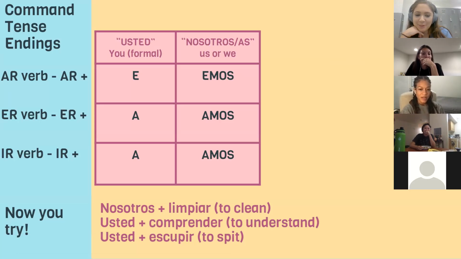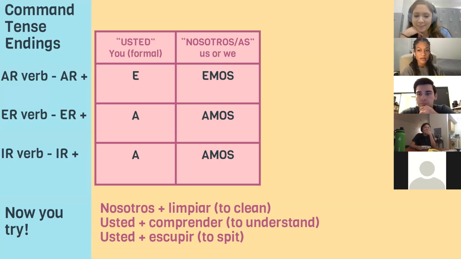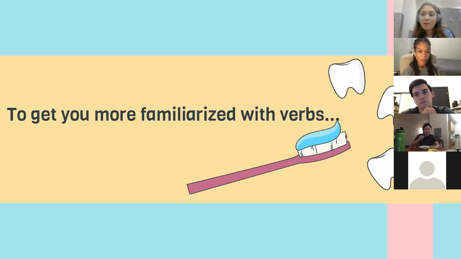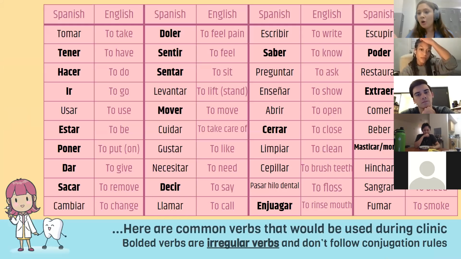Try it out. Just one more sentence. Usted escupa. Perfect. Usted escupa. These are just to get you more familiarized with verbs. This is pretty much all the verbs that you need to have in a dental appointment. That doesn't mean we're gonna go over all of them. As we go through our classes, we're gonna be able to use them in the specific things that we're gonna be teaching you. You need to memorize this, and when I say memorize, it's not like sit down and memorize in one day. Try to practice it every day.